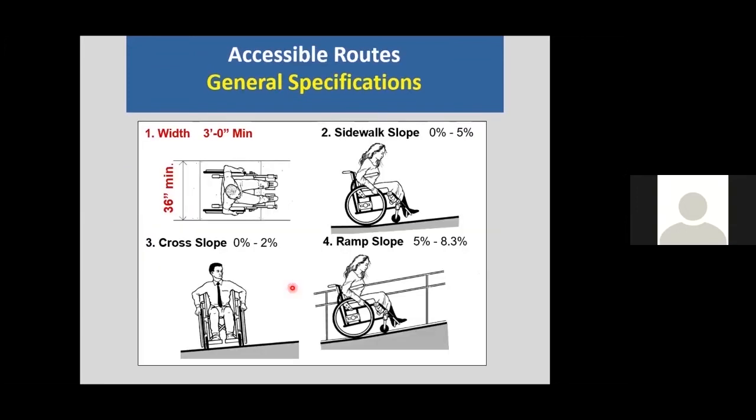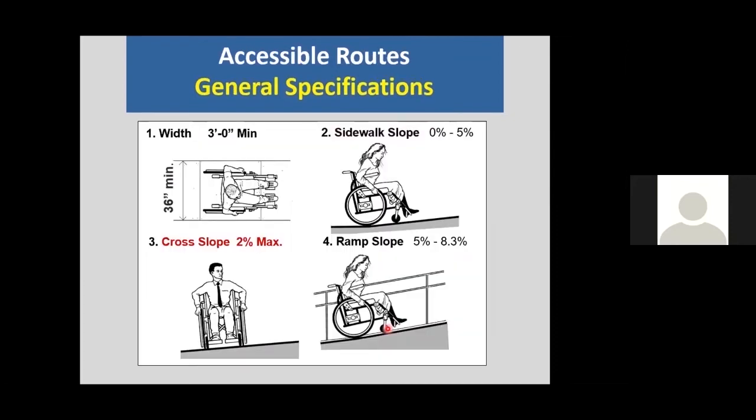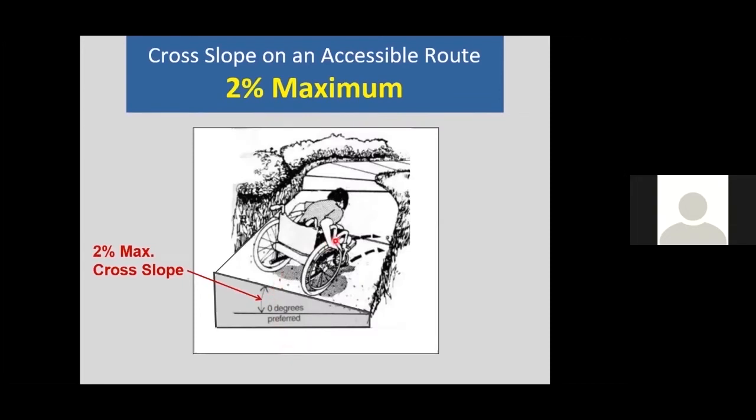So what are the general requirements for an accessible route? I think I need to pick up my speed. I'm looking at the time, so I will talk fast. We need a 36-inch wide route. We need a sidewalk slope. This is just going to be a walking path, a running slope between 0% and 5%. That's this route here. The cross slope of these routes, or that is the angle at which we are fighting against to travel along this route, the maximum cross slope is 2%.